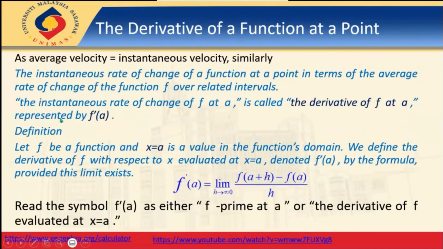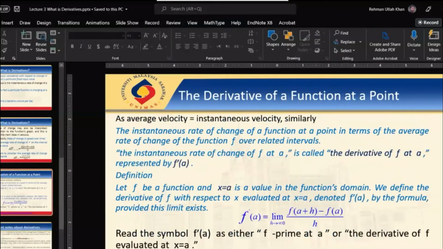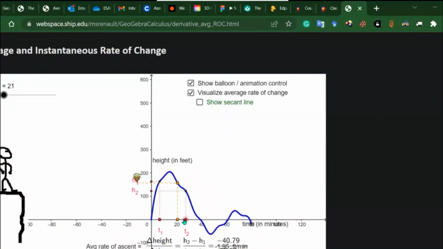Now the average velocity at some particular moment is equal to instantaneous velocity. The instantaneous rate of change of a function at a point, in terms of the average rate of change of a function f over a related interval, the instantaneous rate of change of a function at some particular point, is called the derivative of the function at a. Now you see here in this example, the instantaneous rate of change we can calculate only when the change is very small. But you see, we can find out this change at this point.